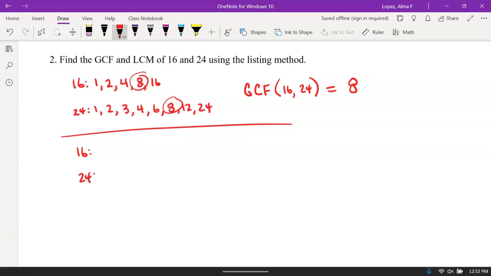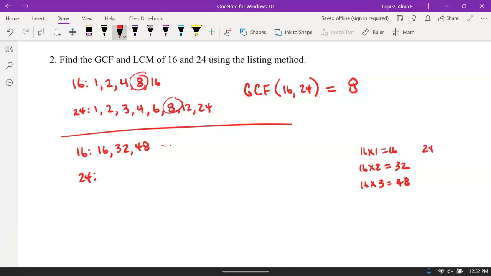Now, for doing the least common multiple, I'm going to be looking at multiples of 16 and multiples of 24. So if you need to, get off to the side, and you're going to do 16 times 1 is 16. 16 times 2 is 32. 16 times 3 is 48. And they start getting big really quick, so I'm going to slow that down. I'll add more if I need to, if I don't find one right away.